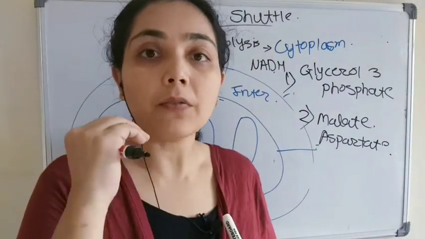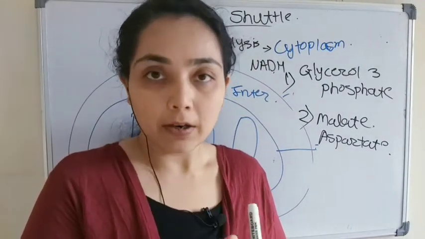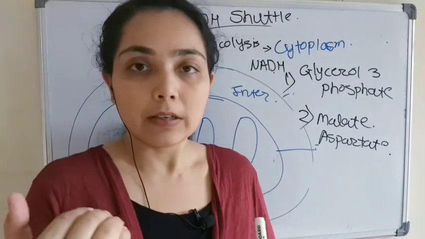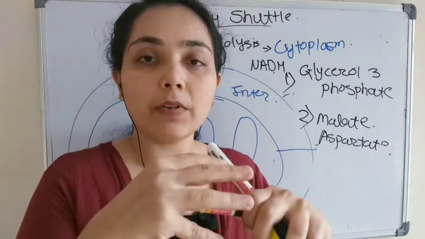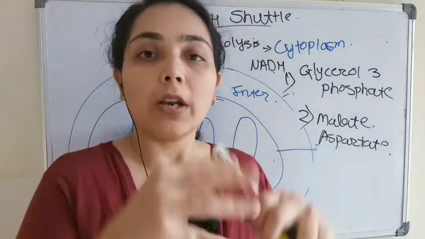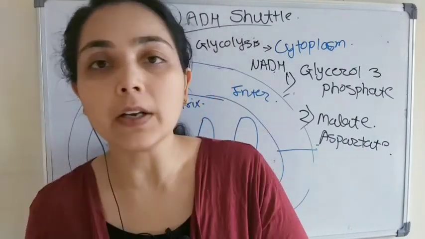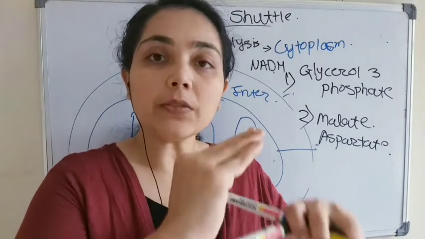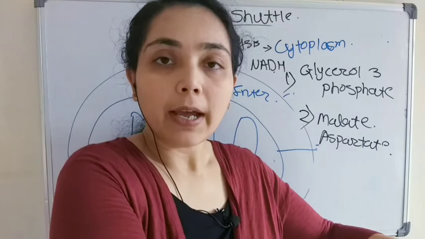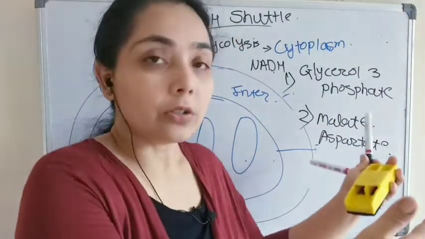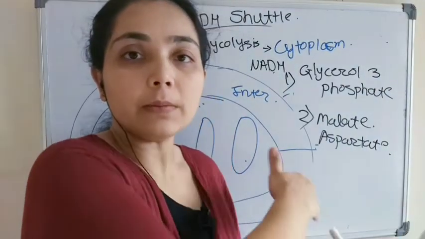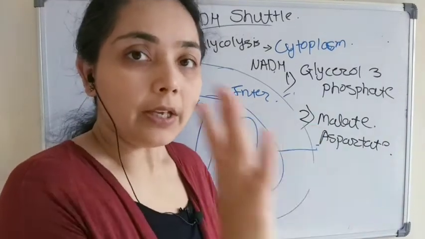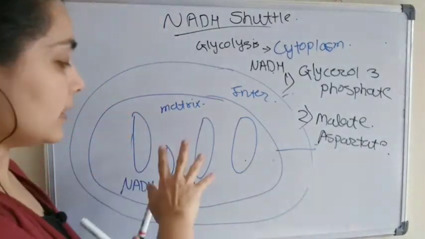Here I am stressing the word electrons because I heard someone saying that NADH will transfer here. Yeah, NADH will bind with the glycerol 3-phosphate or NADH will bind with the malate and then it will come into matrix. No, don't get confused here. NADH will transfer its electron to these shuttle systems, and then these shuttle systems will transfer electron to electron transport chain. Okay, let us discuss this step in detail.